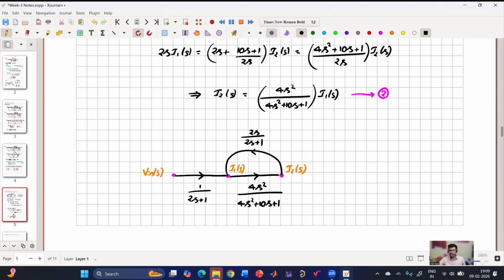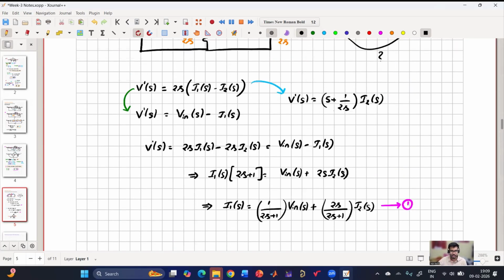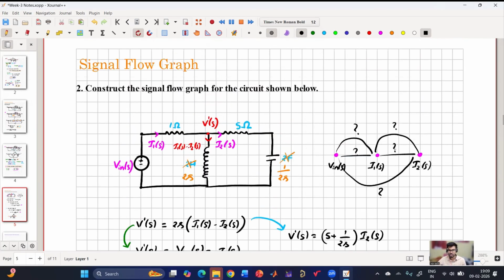So basically what they have done is they have given an RLC circuit question and they have given the nodes also. And they are asking to find or draw the signal flow graph for that. So what I have done is I have converted everything into S domain, and I have seen that if I want to calculate I1 of S and I2 of S, I need one equation of I1 of S in terms of V in of S as well as I2 of S. Similarly, I2 of S I need in terms of V in of S and I1 of S.